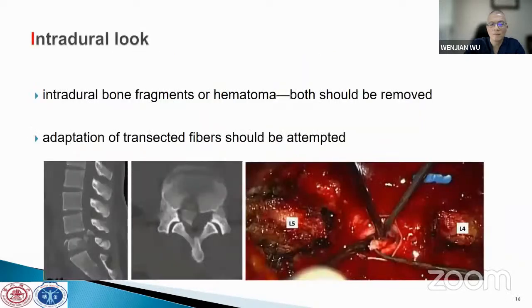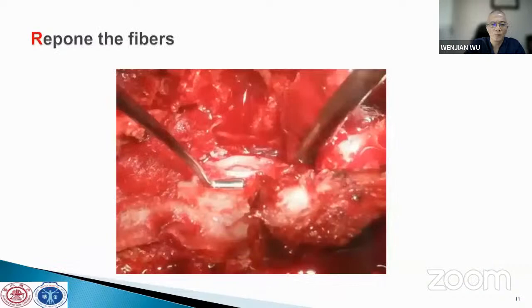The next step is intradural look. For traumatic dural lesions, there may be intradural bone fragments or hematoma. Both should be removed. If there are transected fibers, adaptation should be attempted. Then we can use a small cottonoid or a low power suction with a small nerve hook to reposition the extruded fibers.